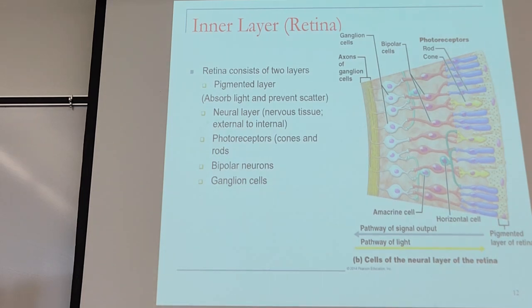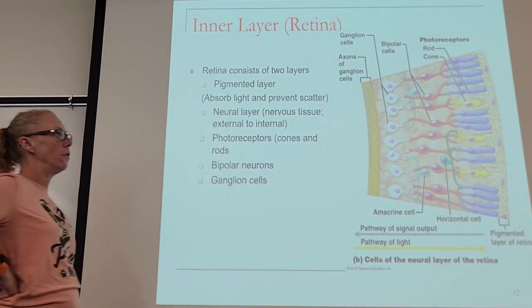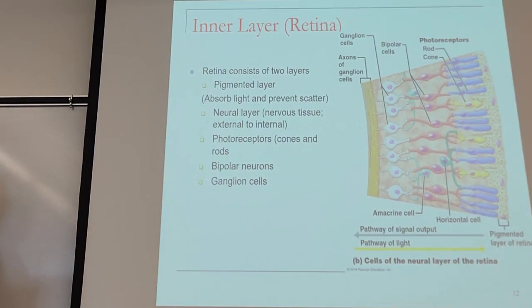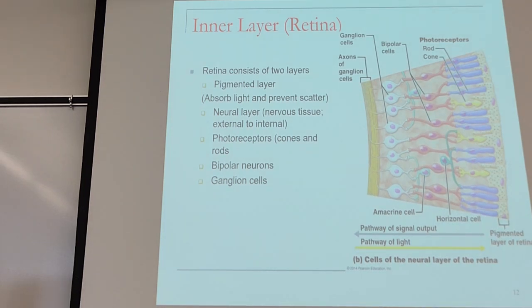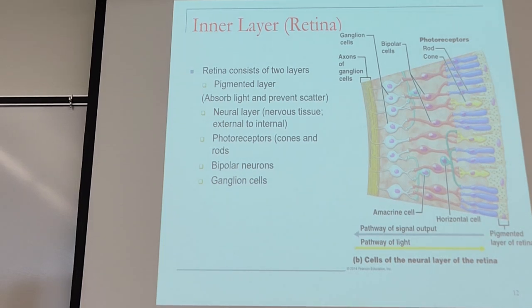So that nerve is going to send those electrical impulses to the visual cortex of your brain, which is where? In the occipital lobe. For conscious processing of what it is you're seeing.